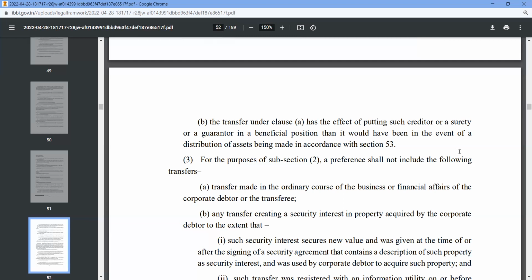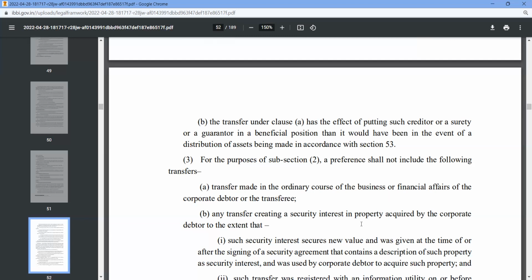What are the exclusions? Exclusions are if it is in the ordinary course of business. Then, you have created a security interest by securing new value. Securing new value means earlier you had 100 crores as loan. Now you raised some other loan of, say, 50 crores. So now the loan amount is 150 crores. For availing that additional loan, you provided some additional security, then it is in order. It means creating a new value. But suppose the loan amount is the same and you are increasing the security, then you are giving some preference. So transfer made in the ordinary course of the business or financial affairs of the company is excluded.